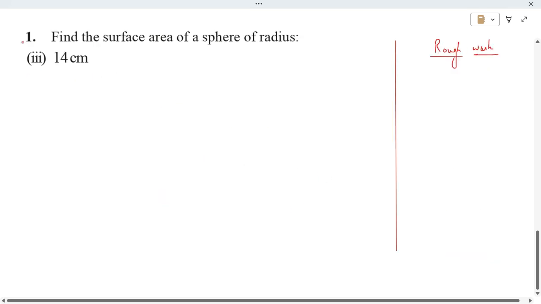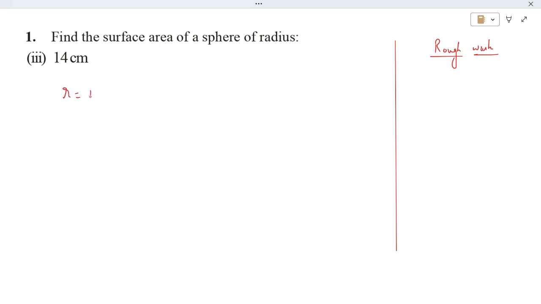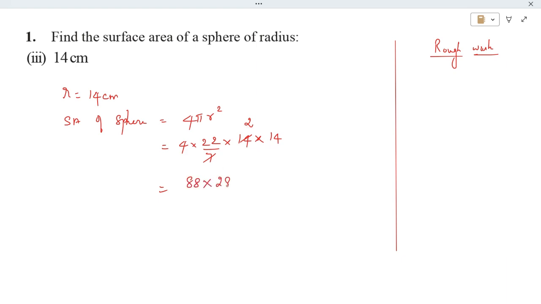Now, third subdivision of question number 1. Here the radius is 14 centimeter, right? And what is surface area of a sphere? Again, write the formula. Surface area of a sphere is 4 pi r square. That is equal to 4 into 22 by 7 times 14 times 14. Isn't it? So now cancel 7 and 14 by 2 times. So it is 4 times 22 is 88 and 14 times 2 is 28. So what I'm doing, I'm just combining these two together and these two together. Okay, so now I need to find 88 times 28.